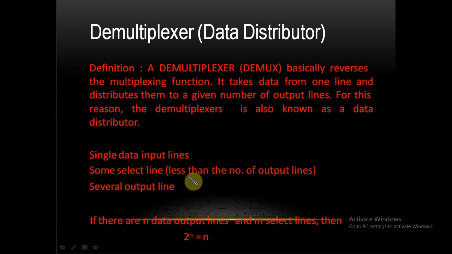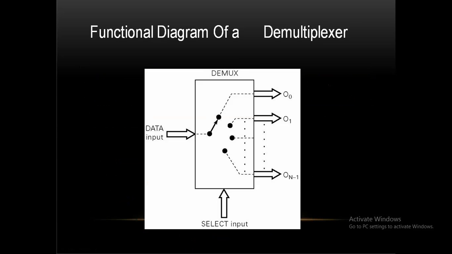It has a single data input line, some select lines fewer than the number of output lines, and several output lines. There are n data output lines, using the same formula we used previously. The functional diagram of the demultiplexer.